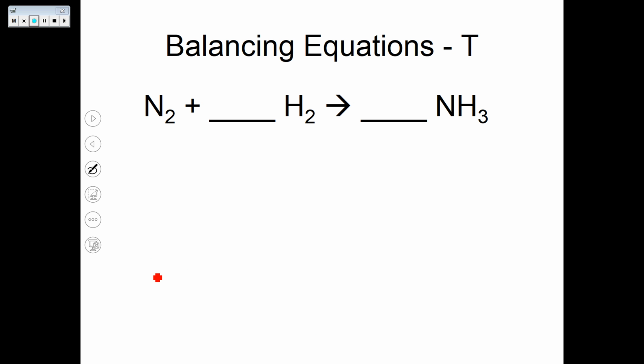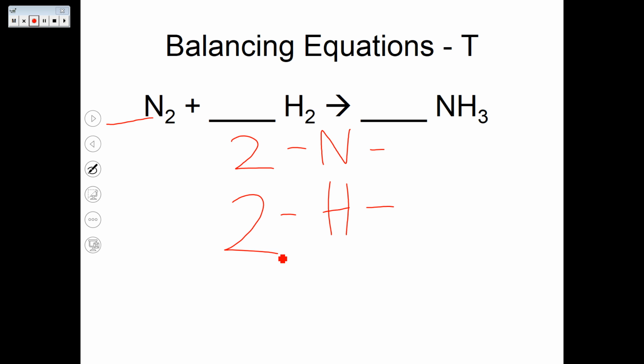Let's take a look at this one. This one doesn't have a line here, but you can draw it in if that makes you feel better. We have N and we have H. Don't draw the subscripts because those are what you're going to be counting. We have 2 N's and 2 H's on the reactant side, and we have 1 and 3 on the product side. So here, neither the N's nor the H's are balanced.